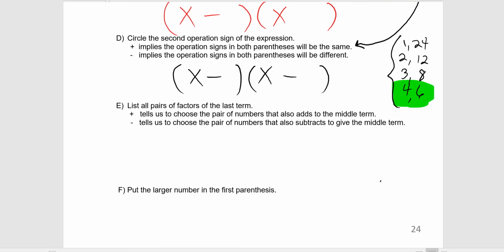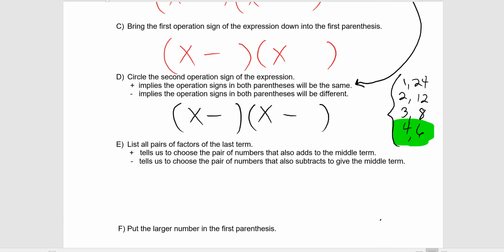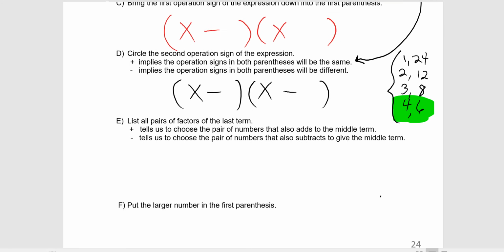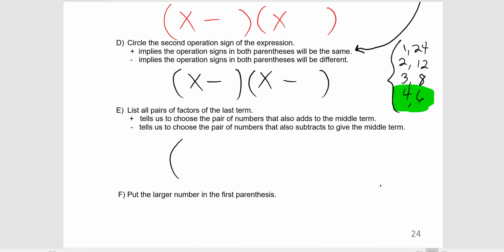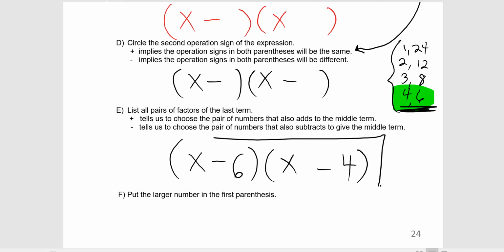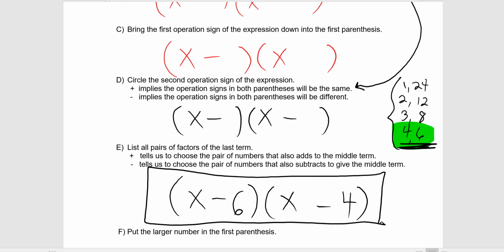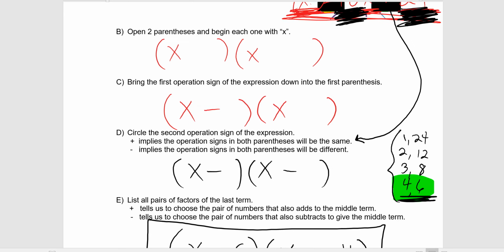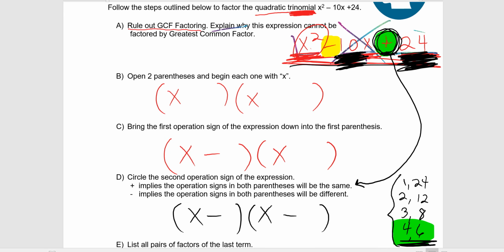Our last step is to put the larger number in the first parentheses. So we had x minus, right? And the larger of these two numbers was the 6. We put the 6 here, the 4 here, and these are our binomial factors. We can always check, because if you distribute these, or use the box method, you will end up with this quadratic trinomial.